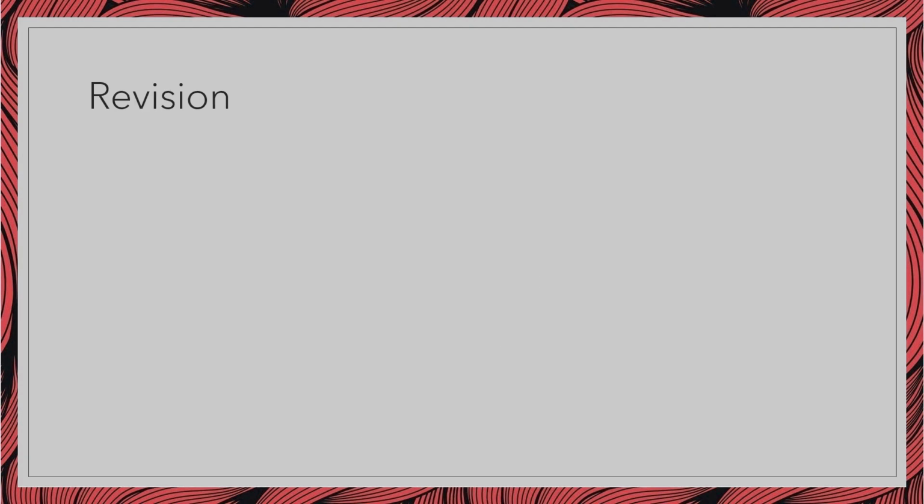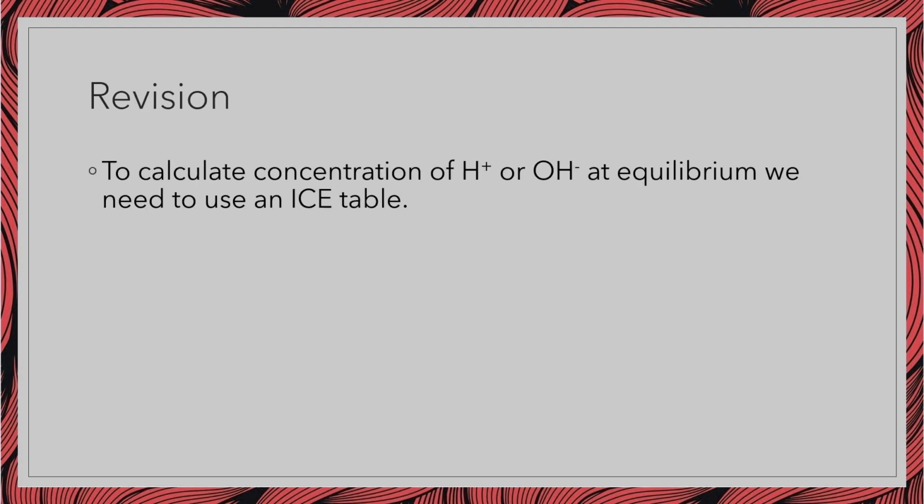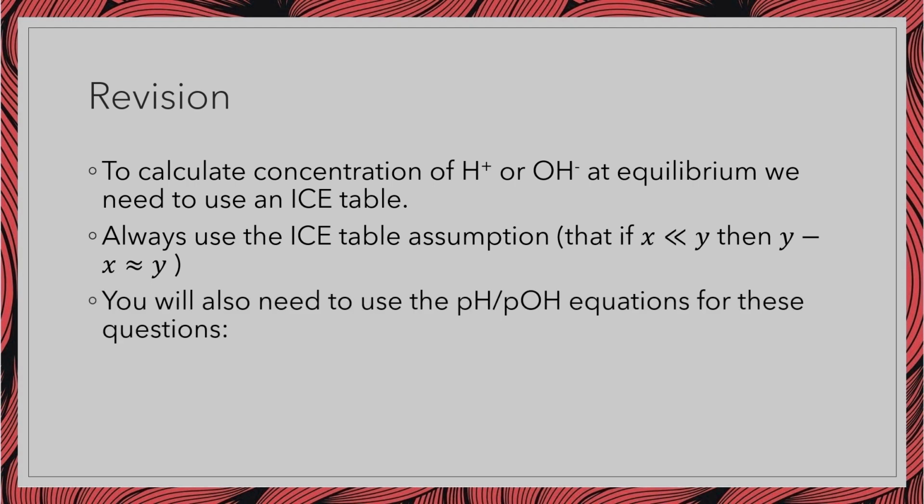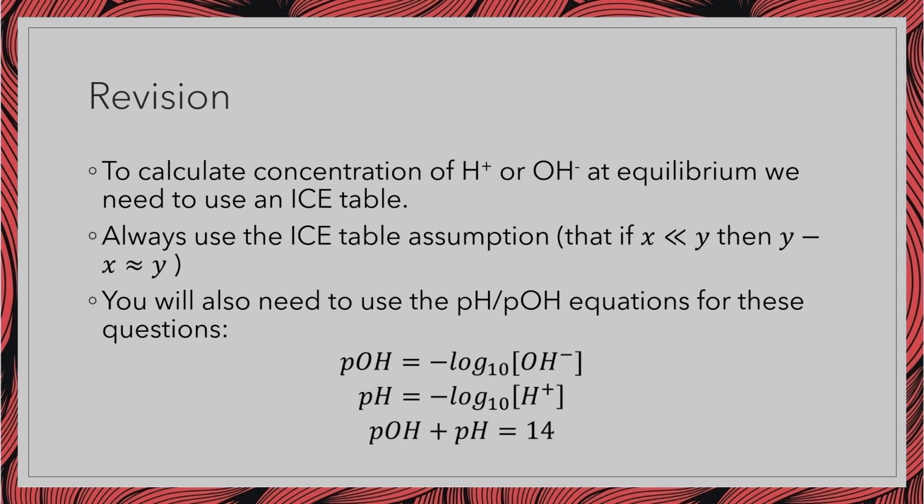Some revision. This is the summary. To calculate the concentration of H plus or OH minus at equilibrium, we need to use an ICE table. Always use the ICE table assumption. Remember, if X is much less than Y, then Y minus X is approximately equal to Y. You also need to use the pH, pOH equations for these questions. So they're the ones that are important. Okay, so make sure you do those questions after this, and I will see you next time.